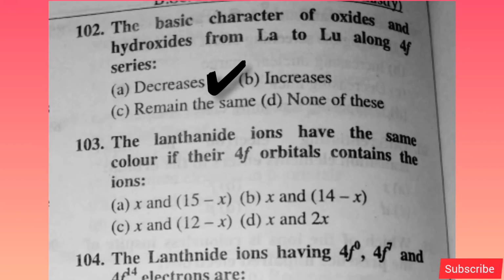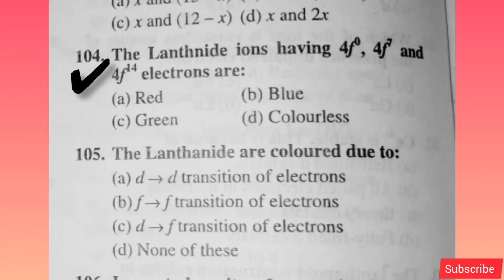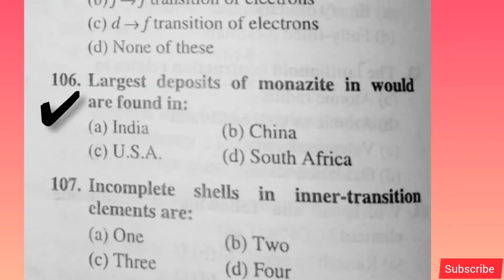Option A is correct. The lanthanide ions have the same color if their 4f orbitals contain the same number of electrons. Option B is correct. The lanthanide ions having 4f0, 4f7 and 4f14 electrons are colorless. Option D is correct. The lanthanides are colored due to. Option B is correct. Largest deposits of monazite in the world are found in. Option C is correct. Incomplete shells in inner transition elements are.